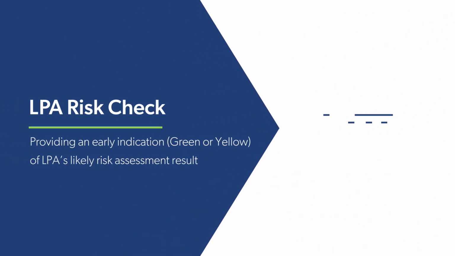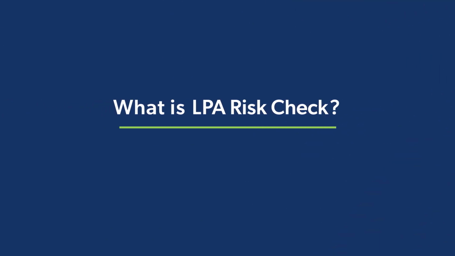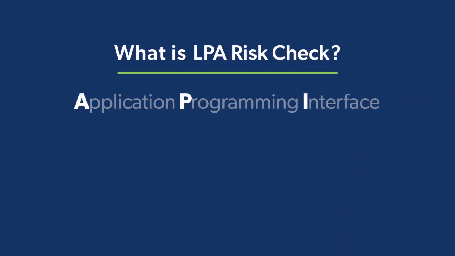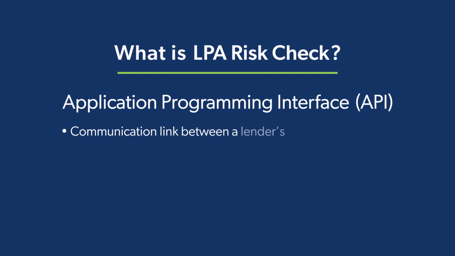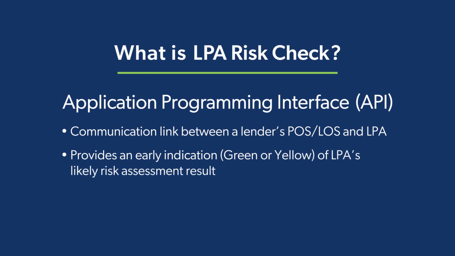LPA Risk Check helps lenders make more informed pre-qualification decisions. LPA Risk Check is an API. It links a lender's loan origination system and LPA. The API performs an early indication of LPA's likely risk assessment, returning a green or yellow result.